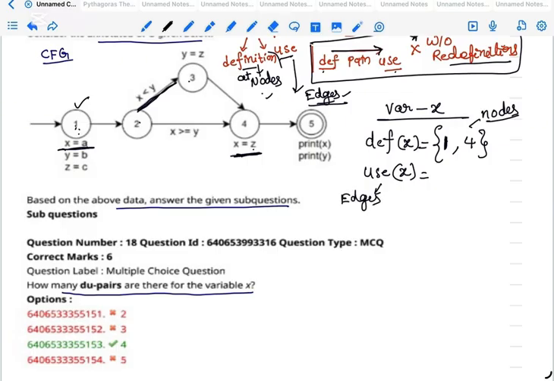So where are we using the x variable? In x less than y, so we are using it at the edge 2 to 3, and at the edge 2 to 4 also. We are using it at a node also. Generally uses are represented by edges, but nodes are also possible. So we are using it at node 5, that is print x, printing the variable x.